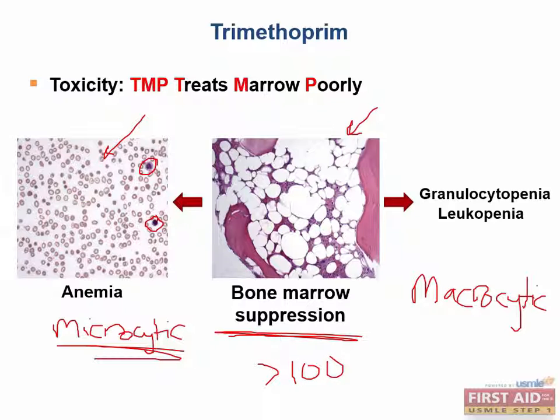Very good. You can use the mnemonic TMP to remember that trimethoprim treats marrow poorly. This will help you remember that trimethoprim can lead to bone marrow suppression and lead to granulocytopenia, leukopenia, and anemia. For this exact same reason, trimethoprim should not be taken during pregnancy.